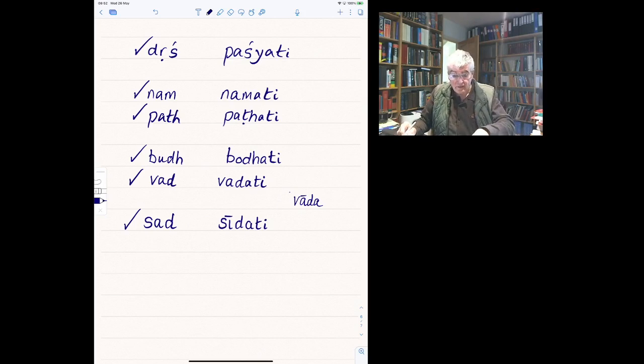And you've got a little panel at the top of page 29 talking about the root nam, origin of the word namaste, I bow to you, or salutations to you.